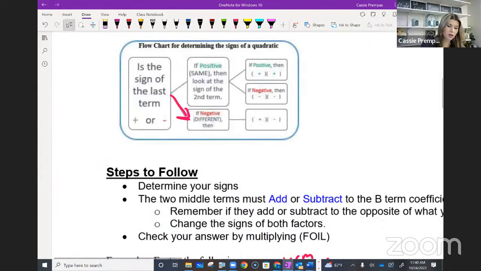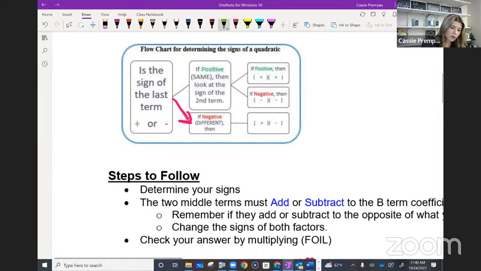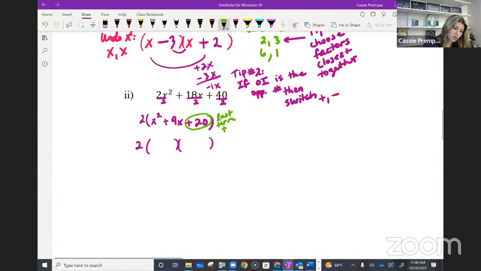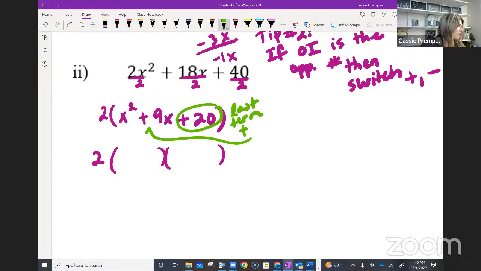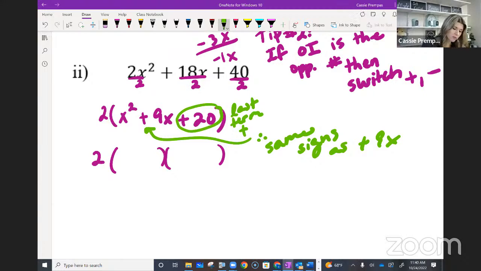You guys are seeing it quicker than I am. Okay, if it's positive, we're going to go this way. If it's positive, then you're going to have the same signs. So it's either going to be plus and plus or minus and minus. The way that we know is by looking at the sign of the second term. So number 2, the second term is positive. So last term positive, therefore, it's going to be the same sign as the positive 9x. So we're going to do plus and plus.